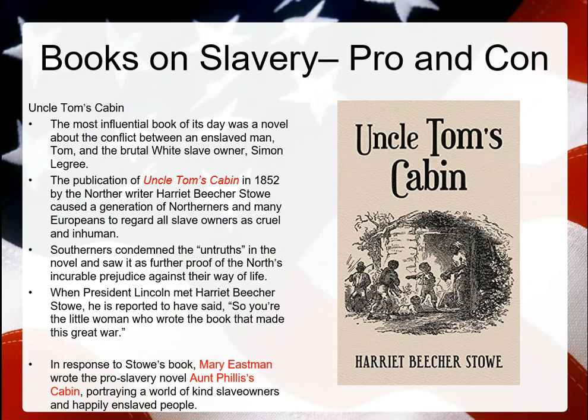So we have Uncle Tom's Cabin. Now, this is probably the most influential book of its day. It was a novel about the conflict between an enslaved man, Tom, and the brutal white slave owner, Simon Legree. The publication of Uncle Tom's Cabin in 1852 by the Northern writer Harriet Beecher Stowe caused a generation of Northerners and many Europeans to regard all slave owners as cruel and inhumane. So the book doesn't paint a very favorable light on slave owners.